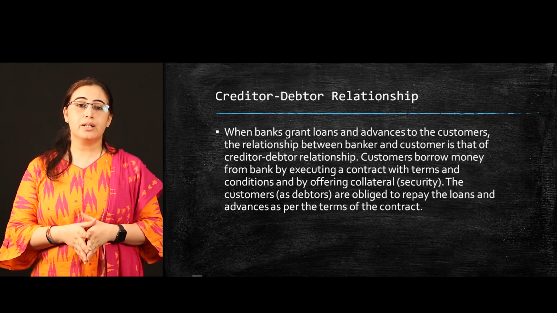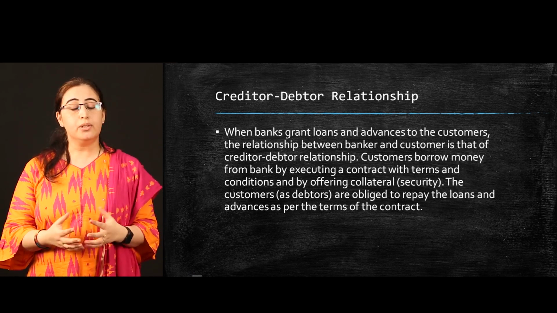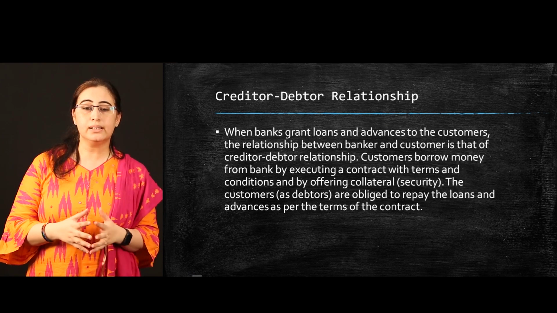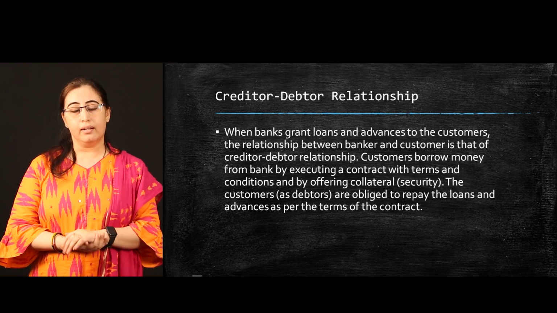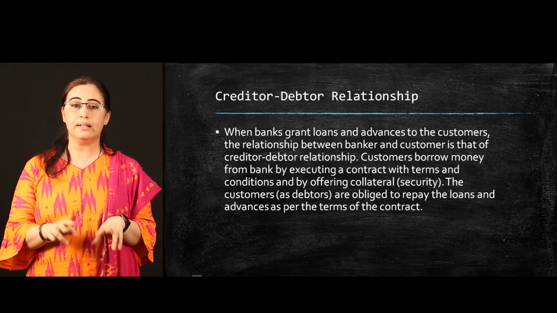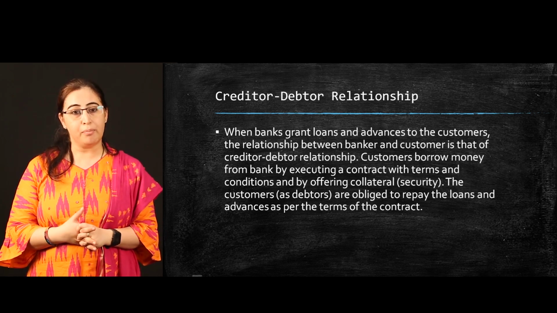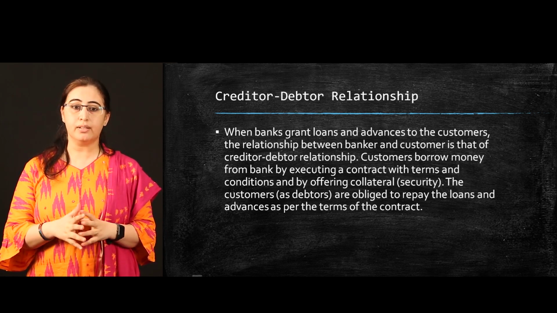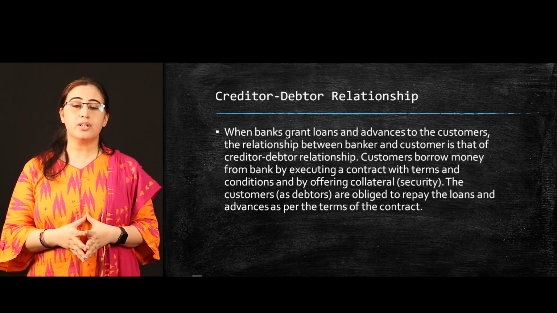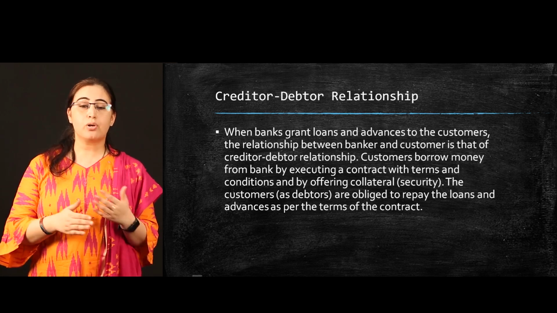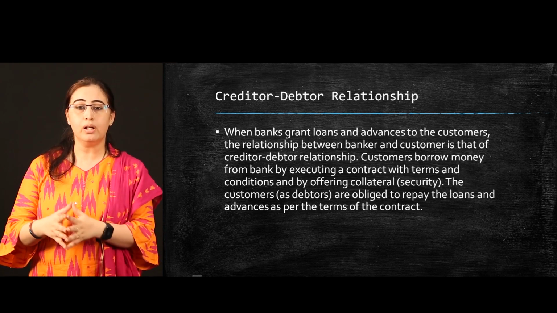Now the second type of relationship is the creditor and debtor relationship. So when as a person you take a loan or advances from a bank, the relationship is of a creditor and debtor. Now here the customer becomes the debtor and the banker becomes a creditor. The customer borrows money from the bank by executing a contract with the terms and conditions offered by the bank, and mostly these terms and conditions include the collateral, which is called security, and a guarantee you put to the bank on behalf of the loan amount.